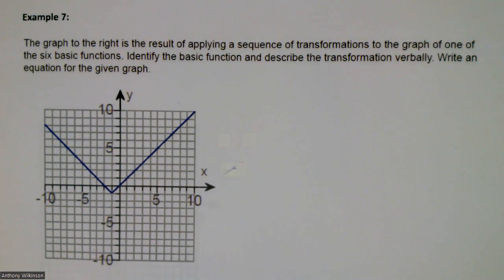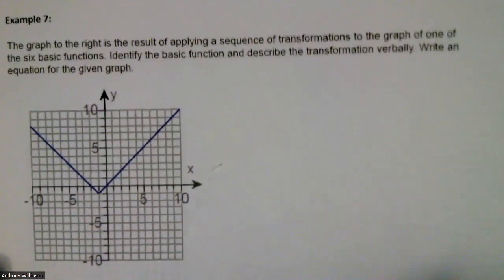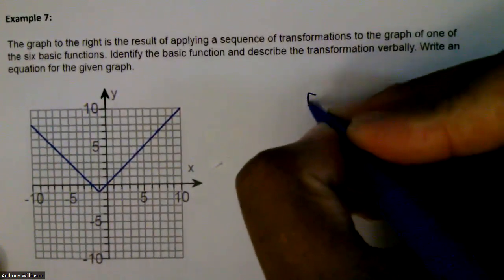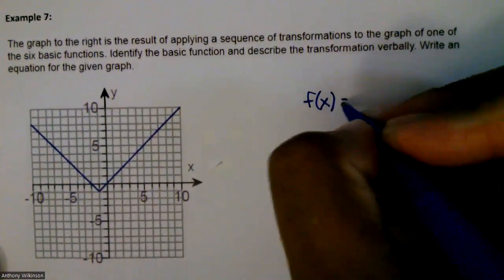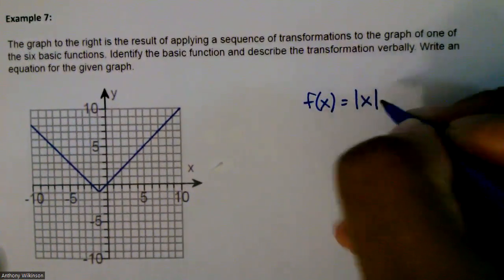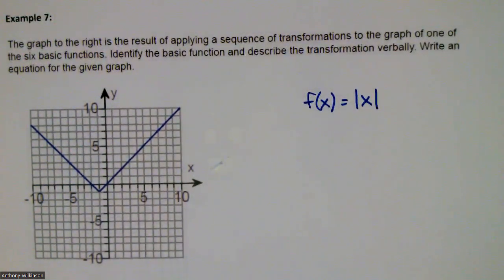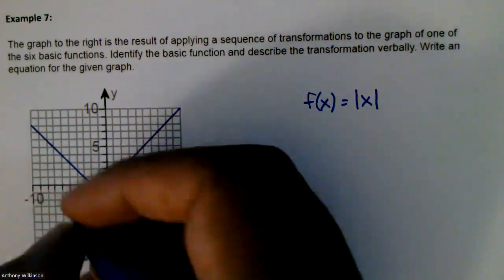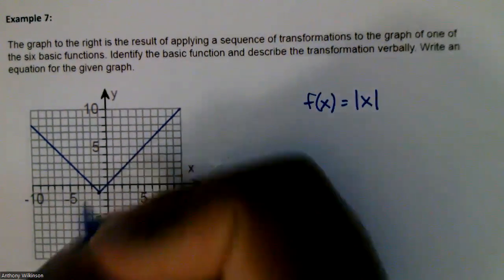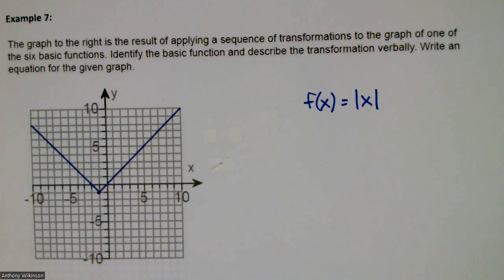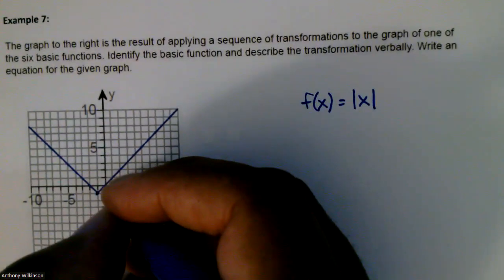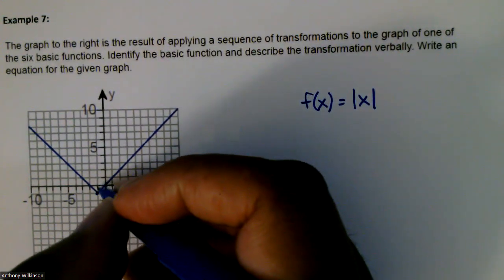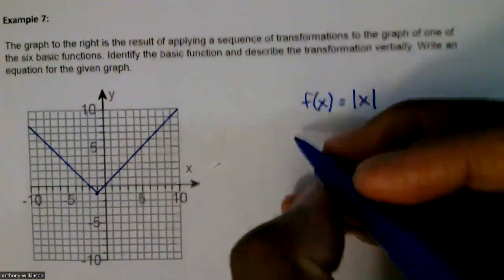This graph looks like a V-shaped graph. And one of those V-shaped graphs is the absolute value function. So it has to be absolute value of x for f of x. Okay, so now to find out what we did here in this transformation, let's see, this point is usually at the origin. So that means we had to move to the left 1 and down 1.